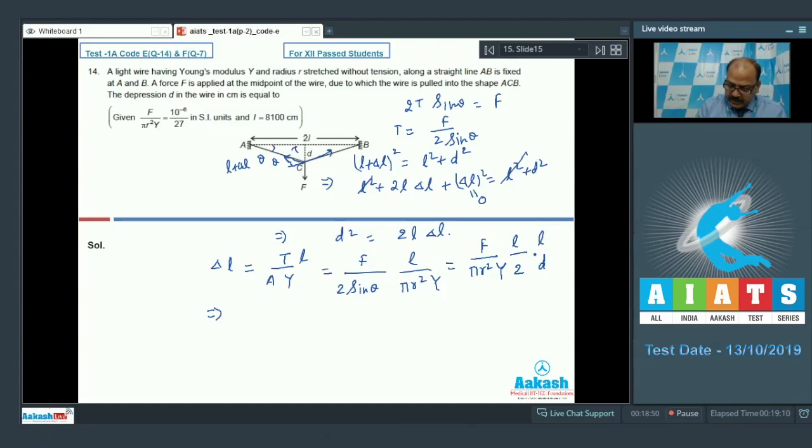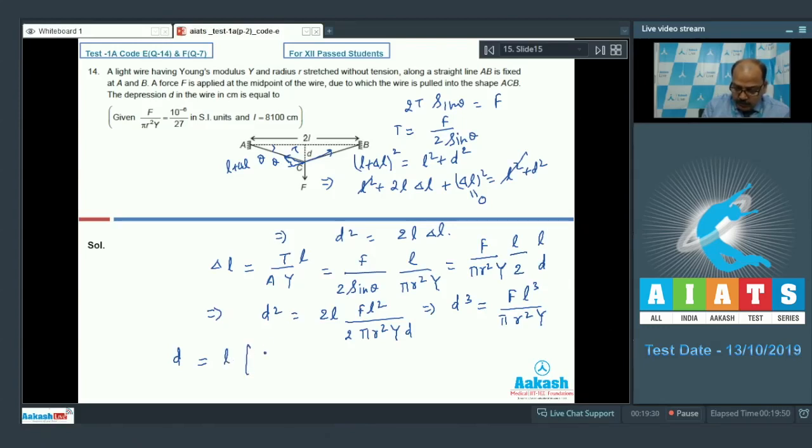So if we combine this expression with this expression, we get D square equals 2L into F L square by 2 times pi r square Y into D, or D cube equals F L cube by pi r square into Y, right? So further simplifying, the expression for D turns out to be L into F upon pi r square Y raised to the power 1 by 3.